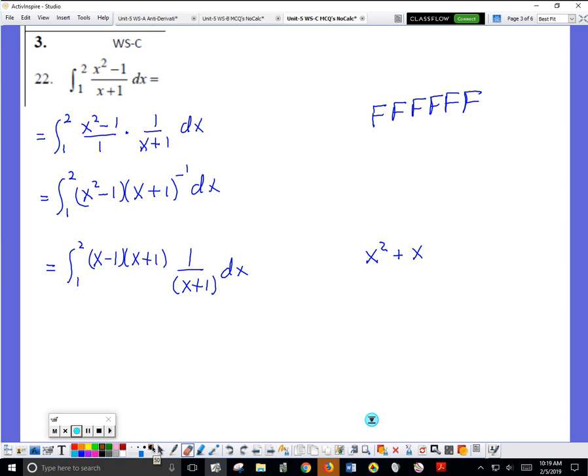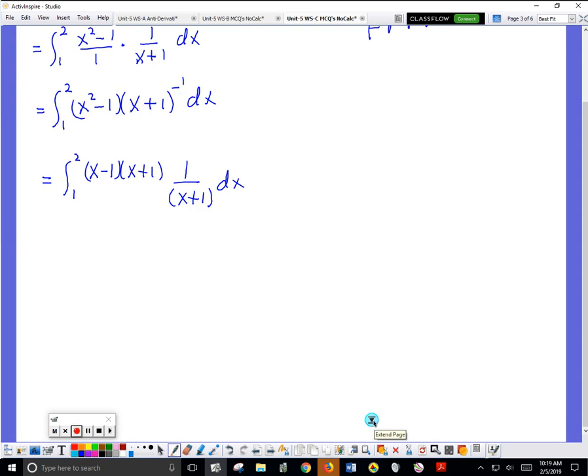Don't you dare say they cancel. They equal 1. They divide to make 1. For what x value do they divide to make 1? Always or just sometimes? Raise your hand if you know. These two divide, they don't cancel, they divide to make 1. Always or just sometimes?